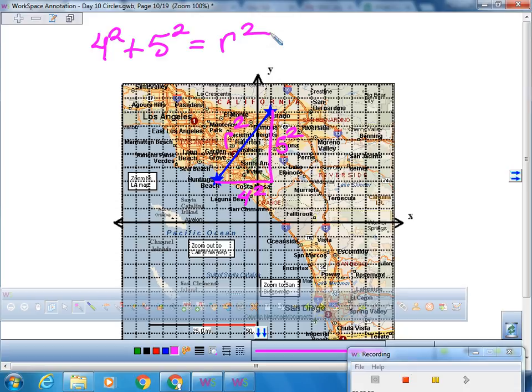So 4 squared is 16 plus 25 equals r squared. What is 16 and 25? So 41 equals r squared. So what's r then?